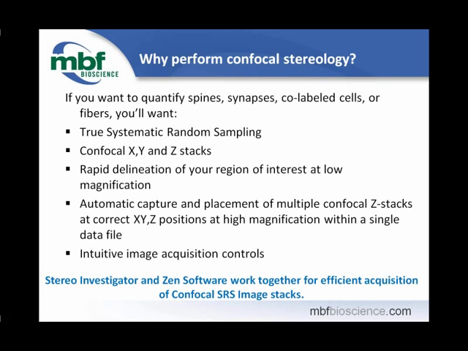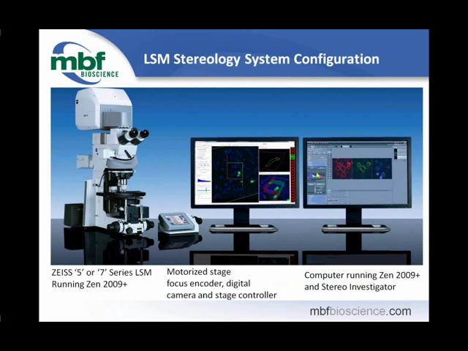Stereo Investigator, along with Zen software from ZEISS, work together for the efficient acquisition of confocal systematic random sampling image sites. A typical LSM stereology system configuration consists of a ZEISS 5 or 7 series laser scanning microscope running ZEISS Zen version 2009 or later. Additional components required are a motorized stage, a focus encoder, a digital camera with appropriate light source, as well as stage controller hardware. You'll also need a PC running ZEISS Zen 2009 or later, plus Stereo Investigator version 10.2 or later.